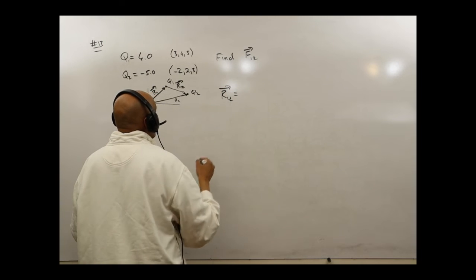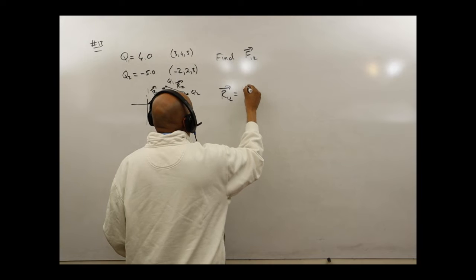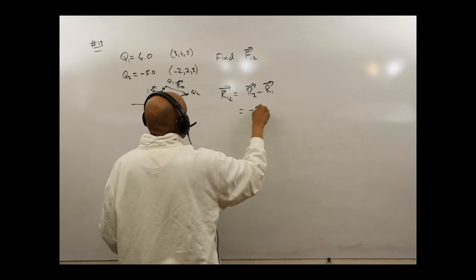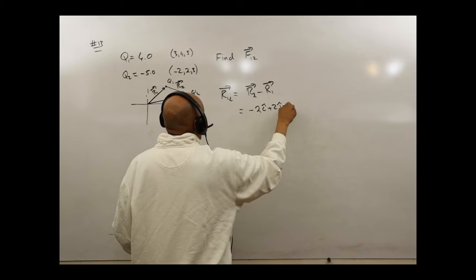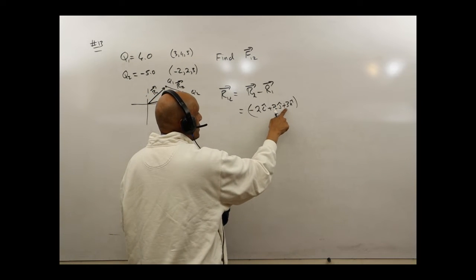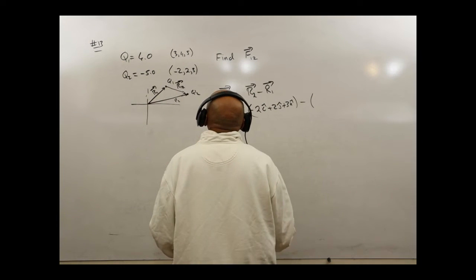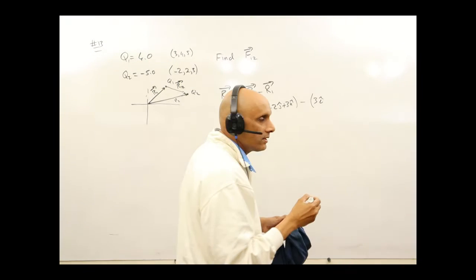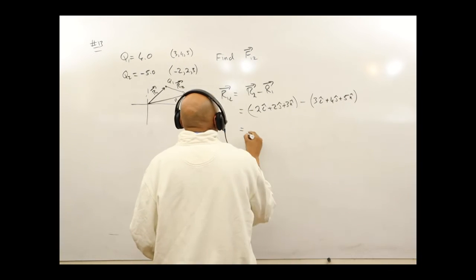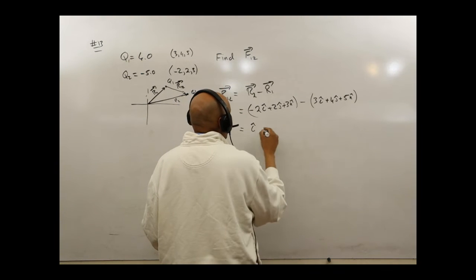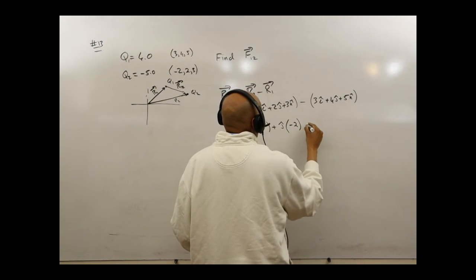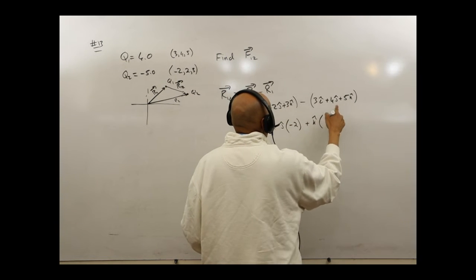R12 is given by the position vector R2 minus the position vector R1. R2 is minus 2i plus 2j plus 3k meters, so from the origin I travel negative 2 meters in the i direction, 2 meters in the j direction, and 3 meters in the k direction. R1 is 3i plus 4j plus 5k. So the i component is minus 2 minus 3, which is minus 5, the j component is 2 minus 4, which is minus 2, and the k component is 3 minus 5, which is negative 2.